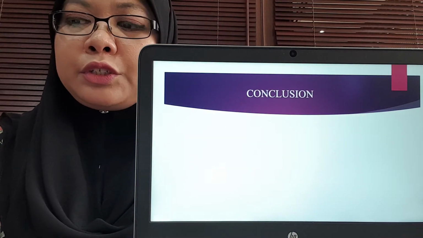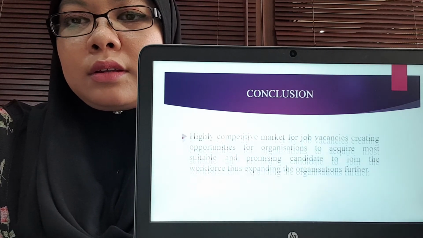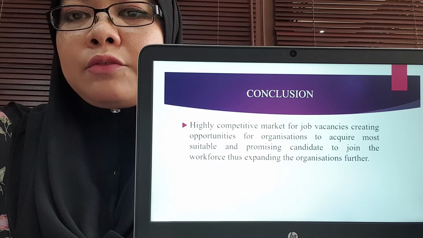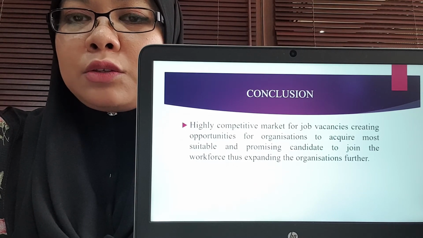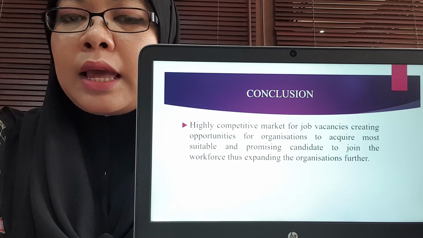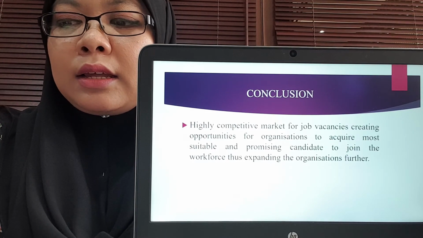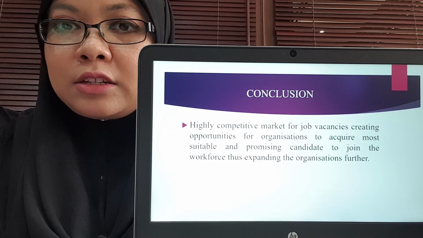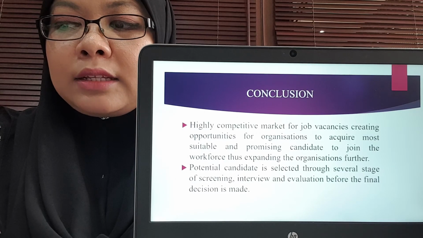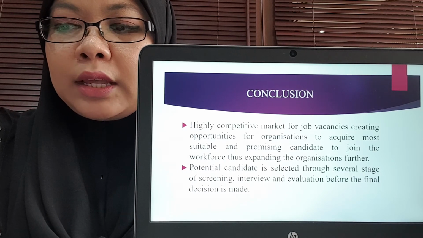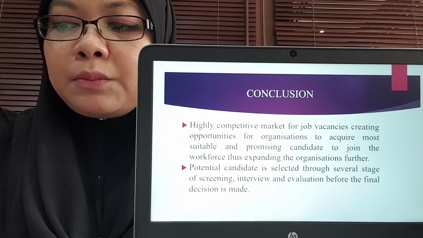As for conclusion, highly competitive market for job vacancies, creating opportunities for organizations to acquire more suitable and promising candidates to join the workforce, thus expanding the organizations further. As for potential candidate is selected through several stages of screening, interview and evaluation before the final decision is made.